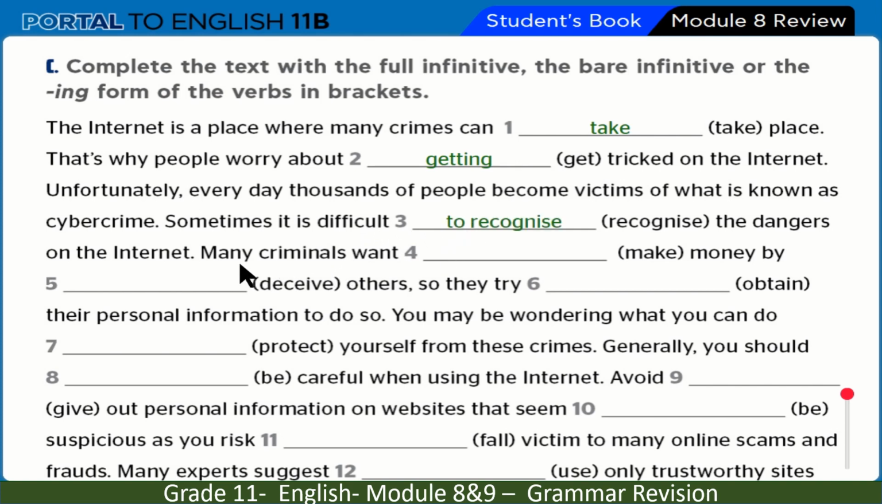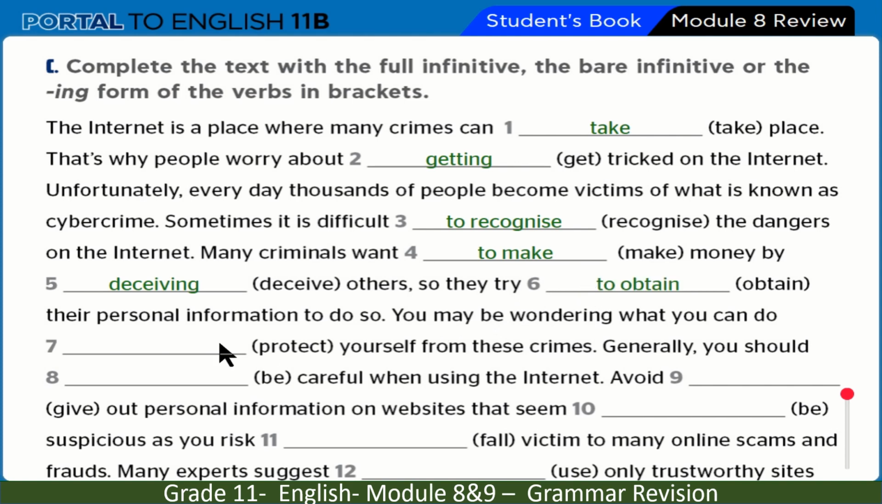Number four, many criminals won't, again, to make, full infinitive. Number five, to make money, buy. By is a preposition, and all prepositions should be followed by the ing form. But note that before adding the ing, we removed the letter E here. Number six, so they try to obtain.